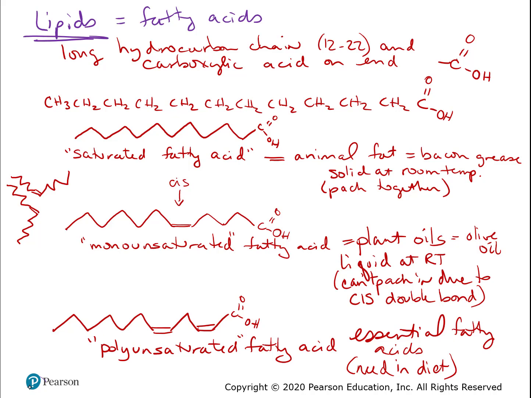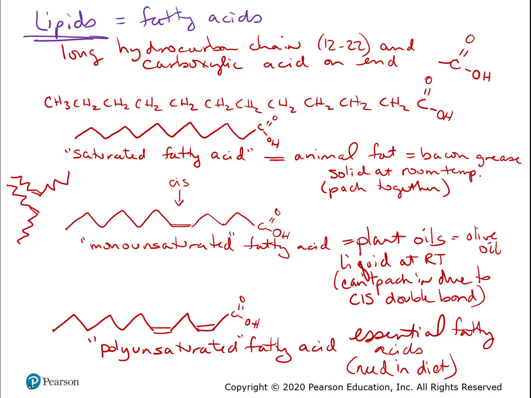Unless you have weird knives, but most people's knives are just straight. So you can take all these knives and they sit right next to each other, like toothpicks. These can pack in really close, and that's why they're solid at room temperature, right? Remember we said solids have to get real close together?